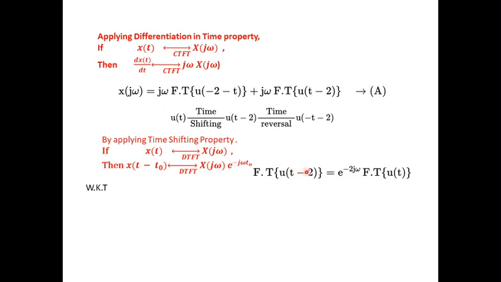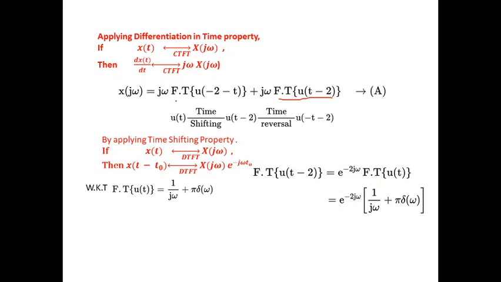If it gets shifted by 2, then what will happen to its spectrum? It is e power minus 2j omega multiplied by the Fourier transform of the original signal u of t, right? What we know very well is the Fourier transform of u of t. We would have studied that the Fourier transform of u of t is 1 by j omega plus pi into delta of omega. So when you substitute, you will get the transform of u of t minus 2. So you have found out the Fourier transform of u of t minus 2. So this is over, this is the answer.